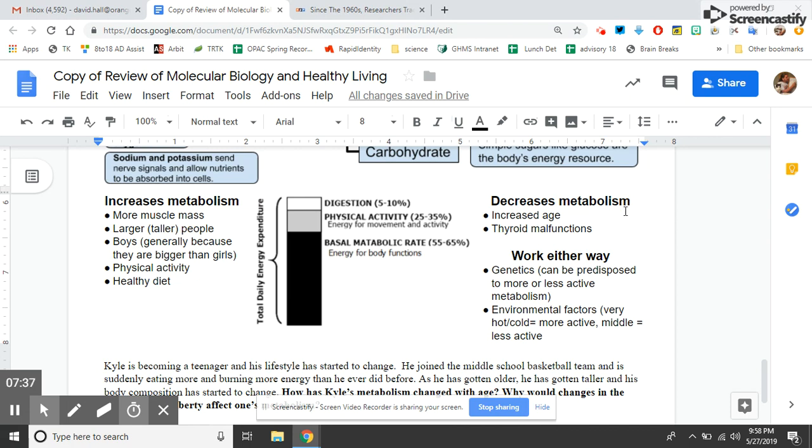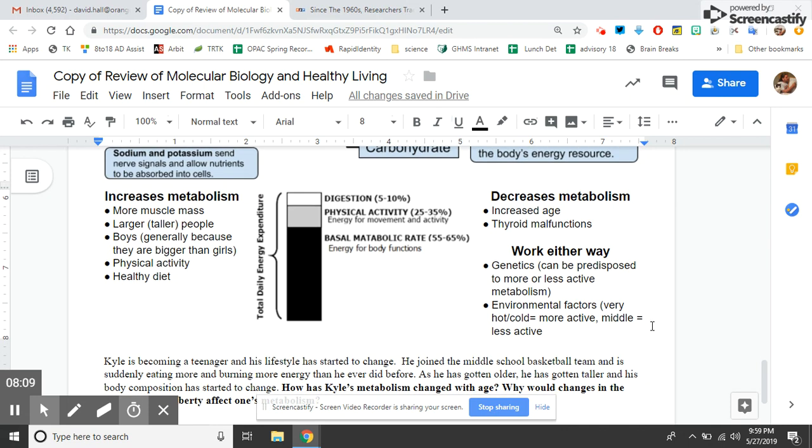What decreases metabolism? Increased age or thyroid malfunction. Thyroid is kind of a stabilizer for your metabolism. Either way, increased or decreased metabolism, genetics, you can be predisposed to have a more or less active metabolism because of your family. Environmental factors, if it's very hot or cold, it's more active, and if it's in the middle, it's less active. Okay? All right.